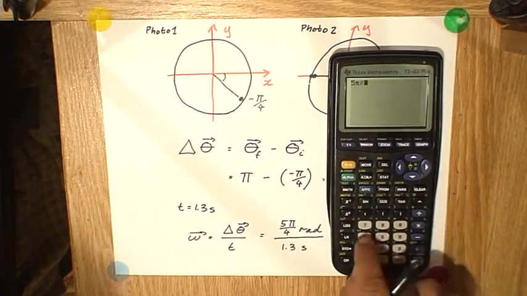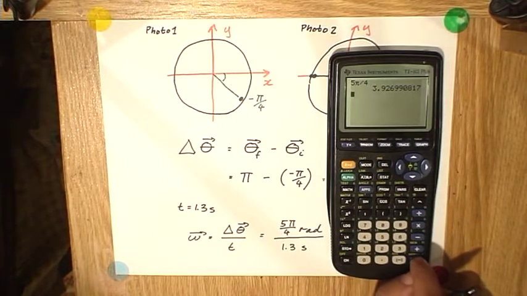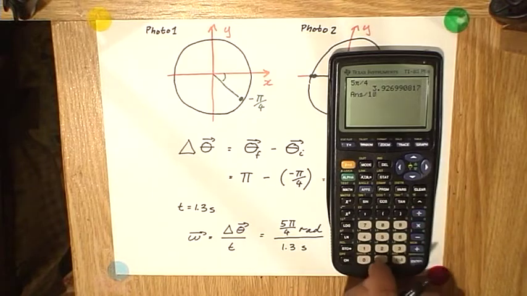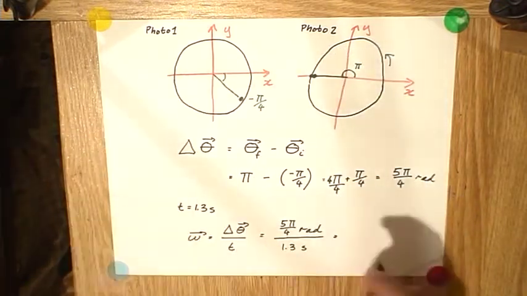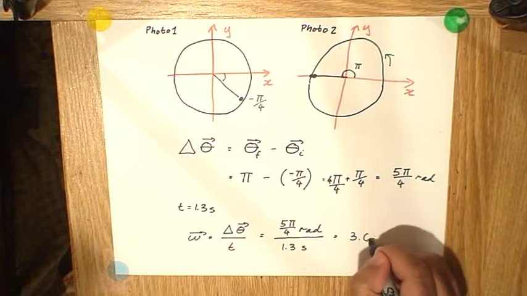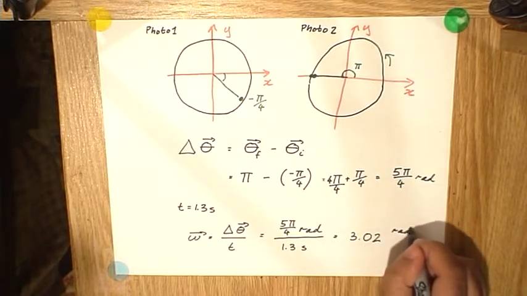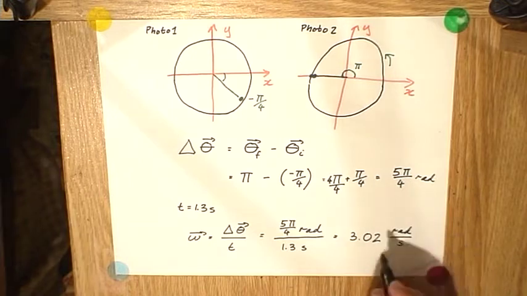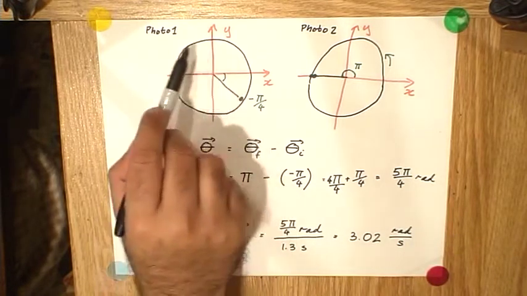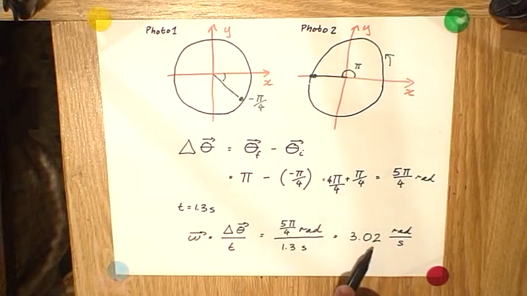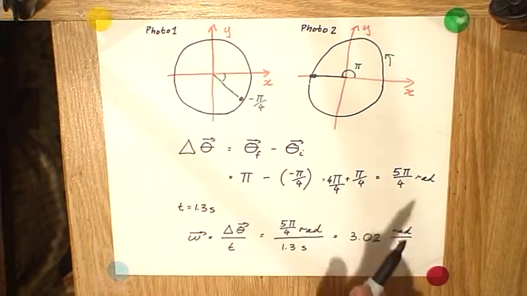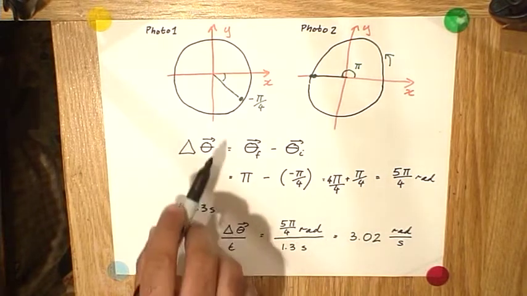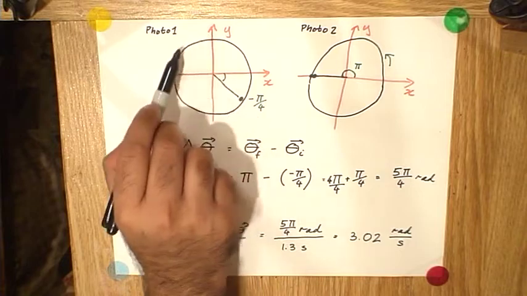5 pi over 4 is 3.93, roughly. Divided by 1.3 seconds is 3.02. So that is the angular velocity of this rotating disk. It is 3.02 radians per second. Now when you actually work that out, that works out to slightly less than half of a turn every second. And we also see that this value is positive, which means this object is rotating counterclockwise.